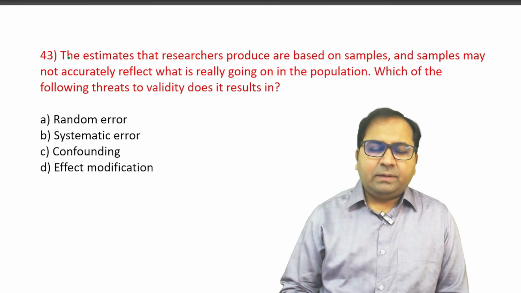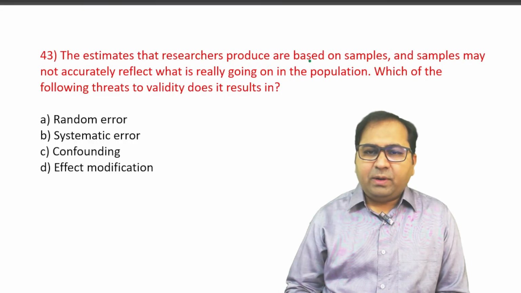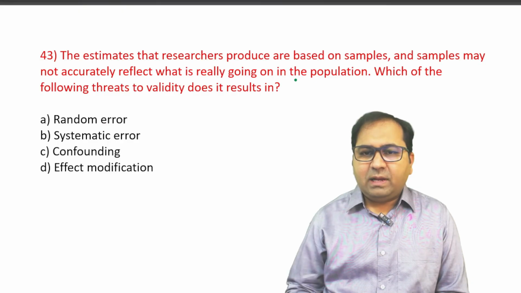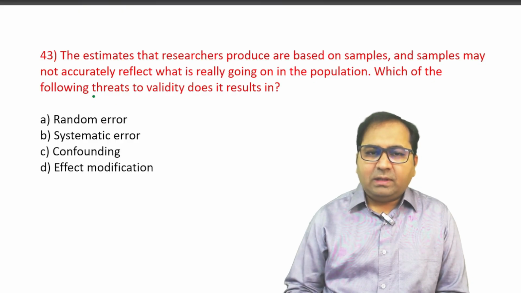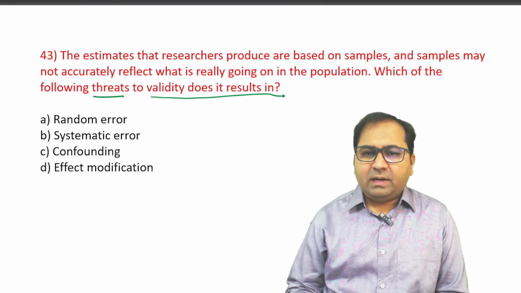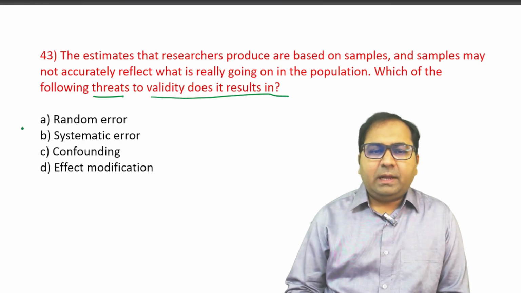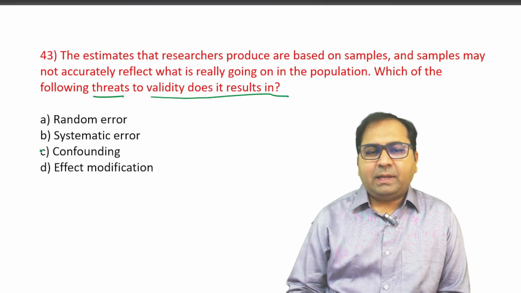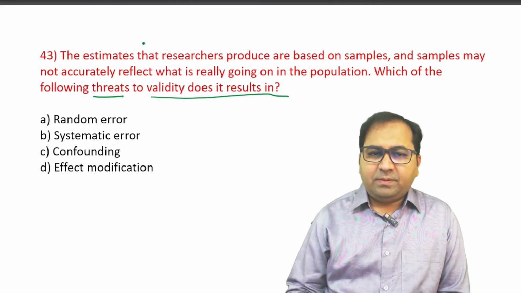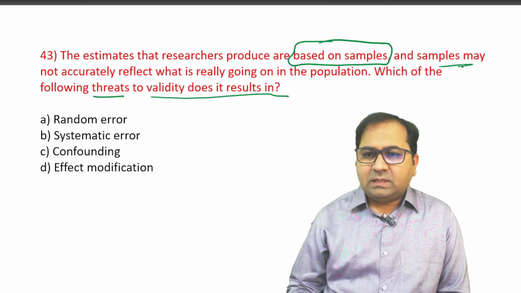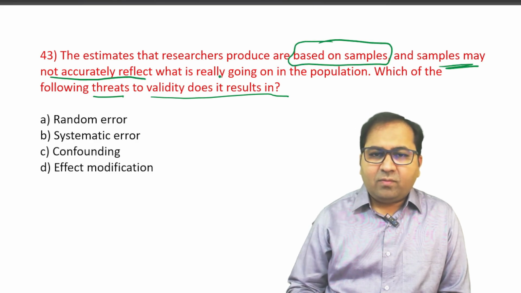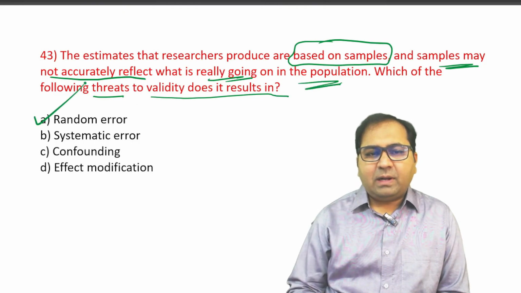Okay. Next question. The estimates that researchers produce are based on samples, and samples may not accurately reflect what is really going on in the population. So which of the following threats to the validity does it result in? The options are A. Random error, B. Systematic error, C. Confounding, or D. Effect modification. So what threat happens? It will happen in random error.